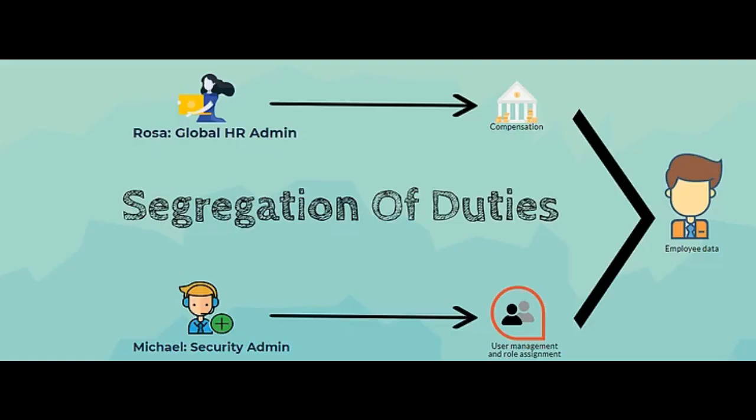Section 3, Segregation of Duties. Segregation of duties is another important concept in cybersecurity that ensures that no single user has too much access or control over critical systems or data.